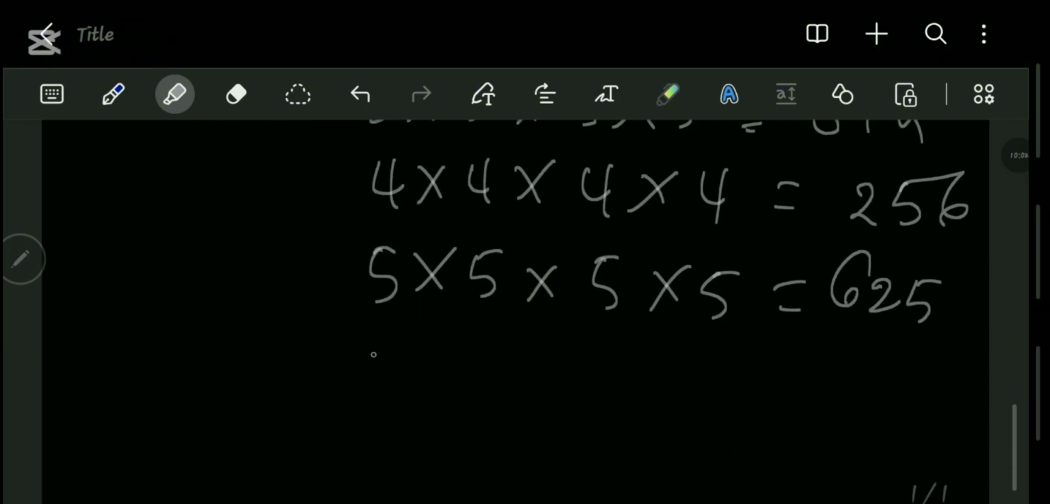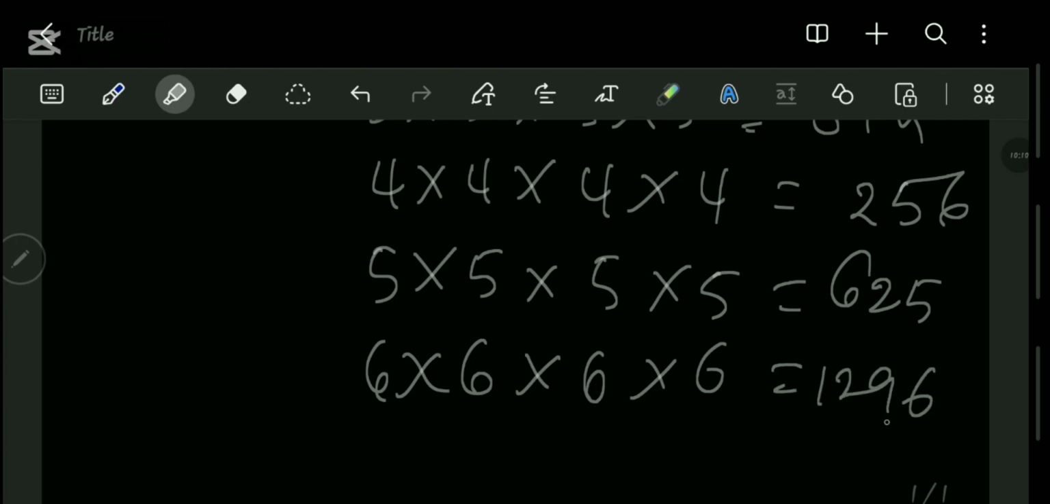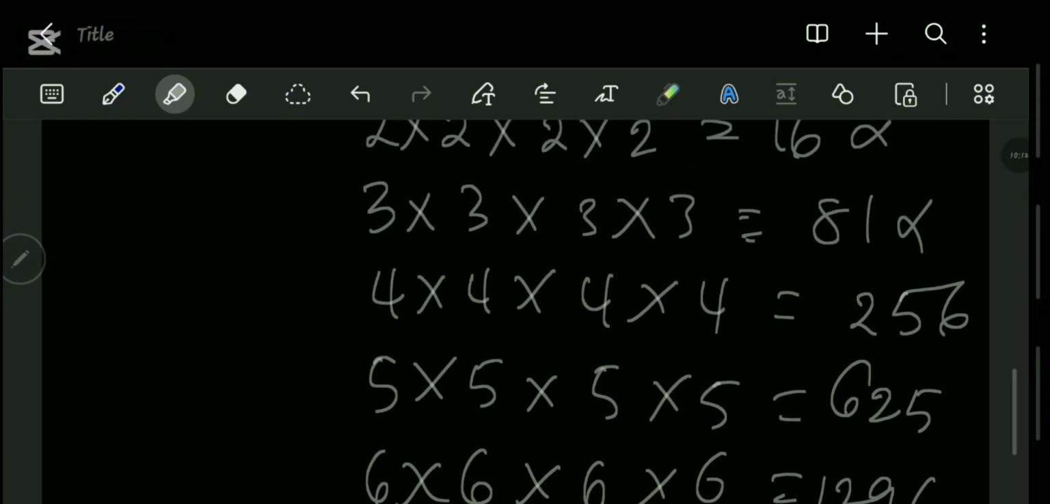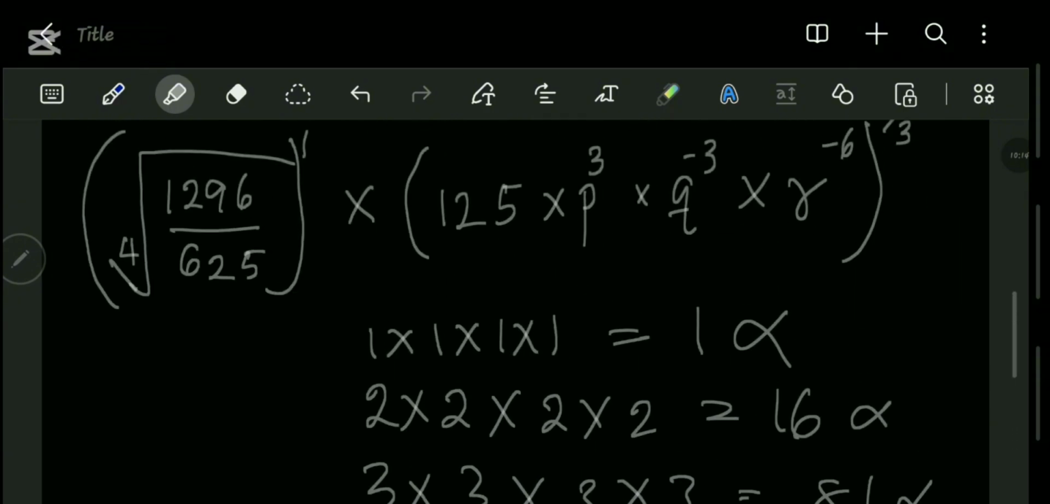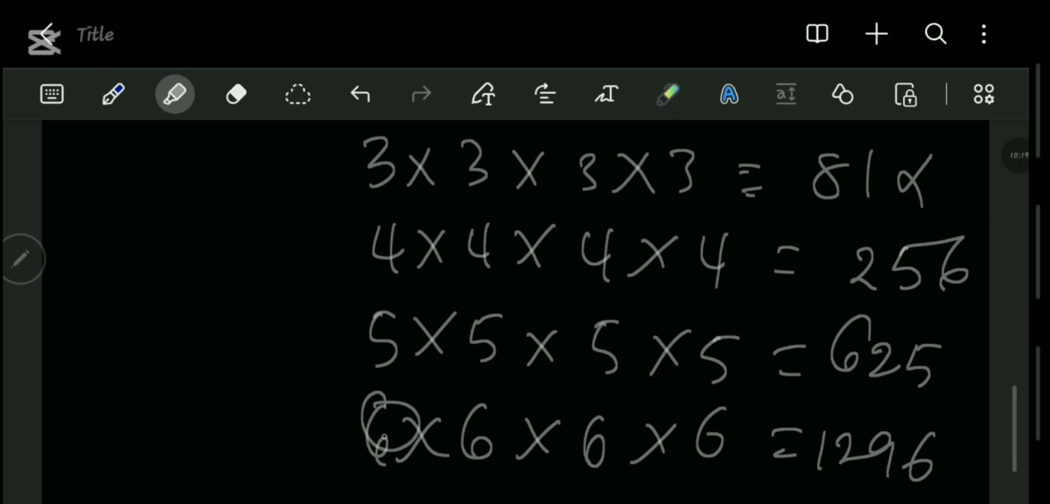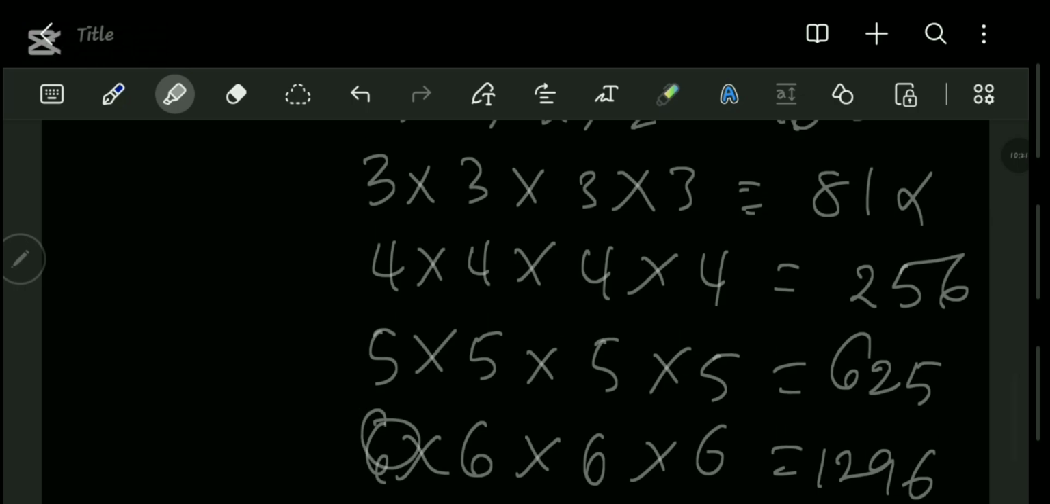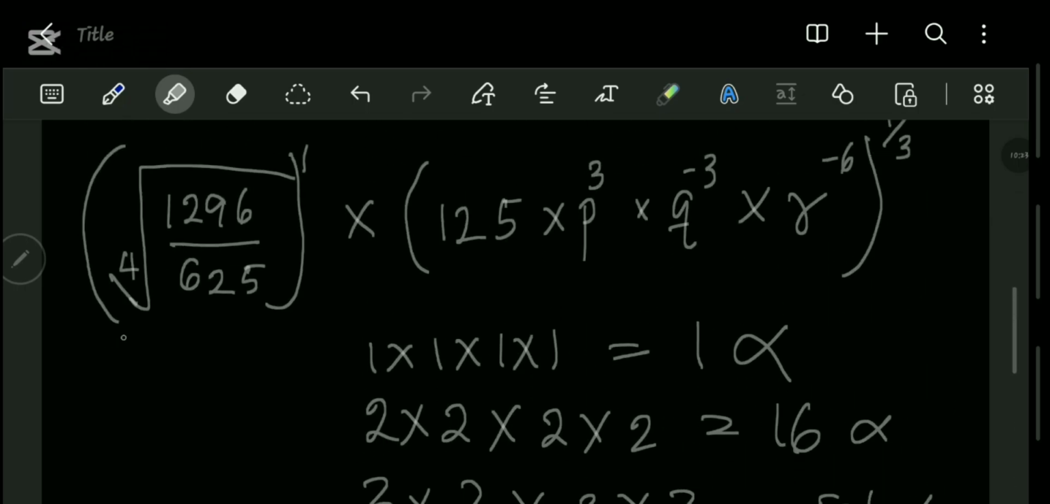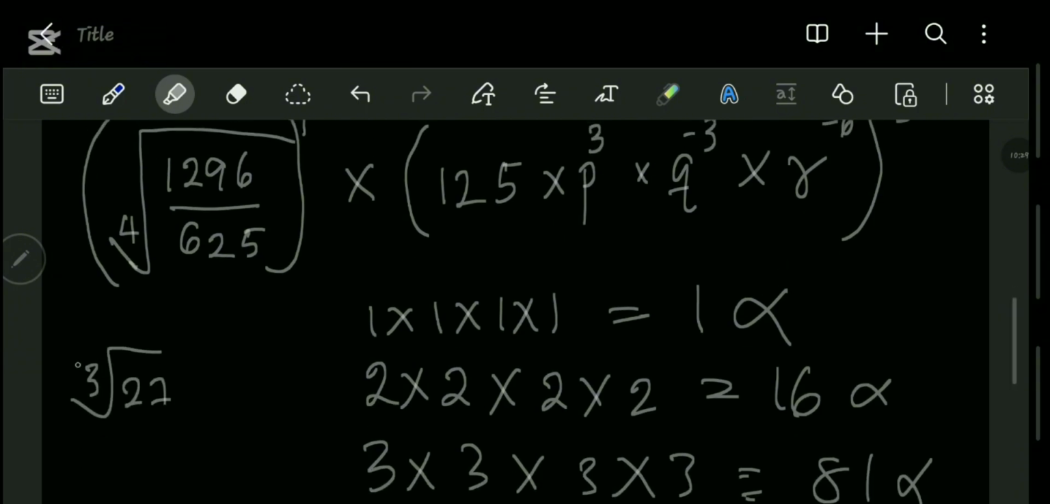Let's check 6. 6 times 6 times 6 times 6, that is 6 in 4 places. That's giving us 1296. That means the number we are looking for to multiply in 4 places to give us this number is 6, because if you multiply 6 in 4 places, it's going to give us this. Let's assume I give you something that looks like this. The question is, what single number are you multiplying in 3 places?